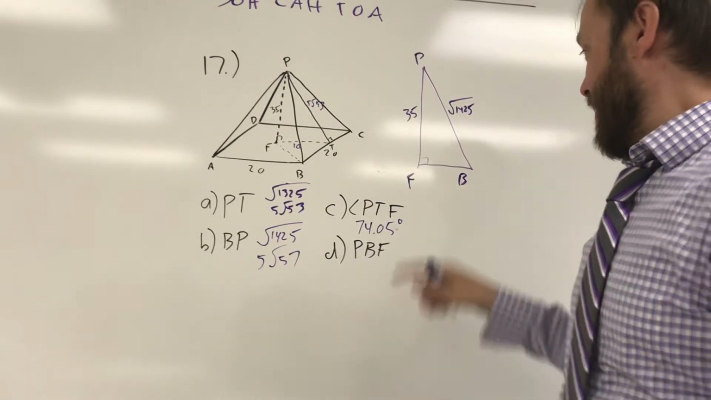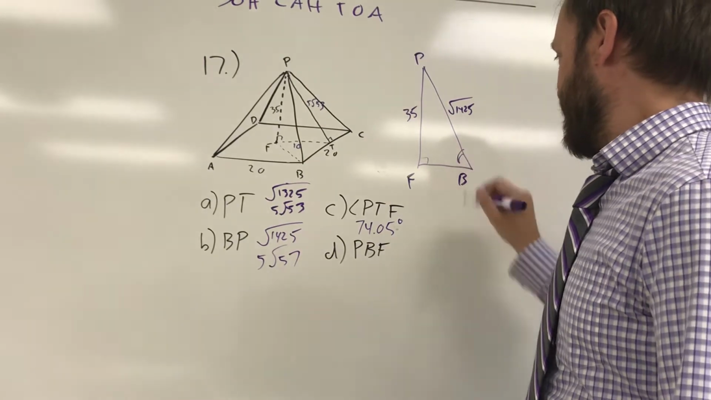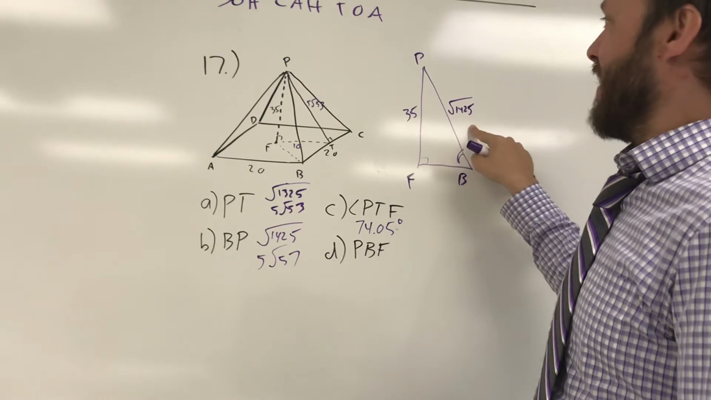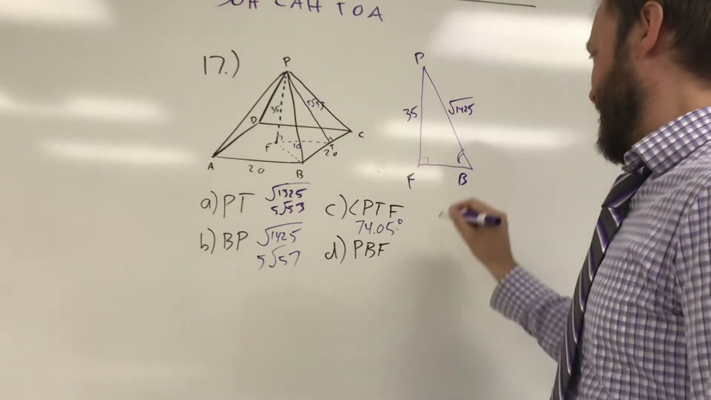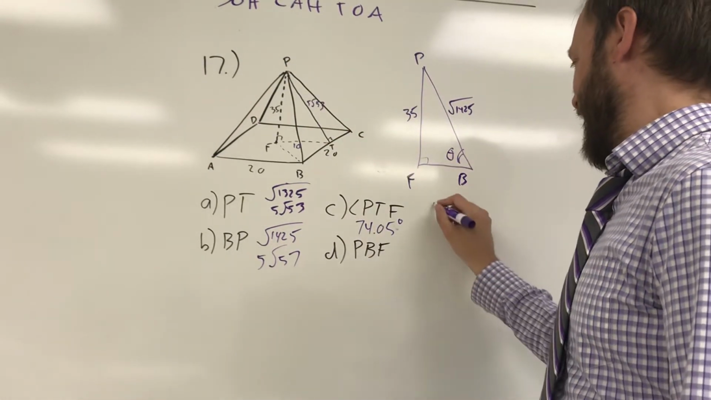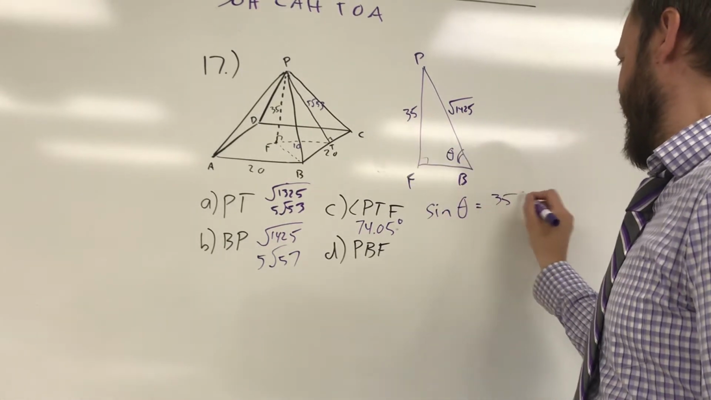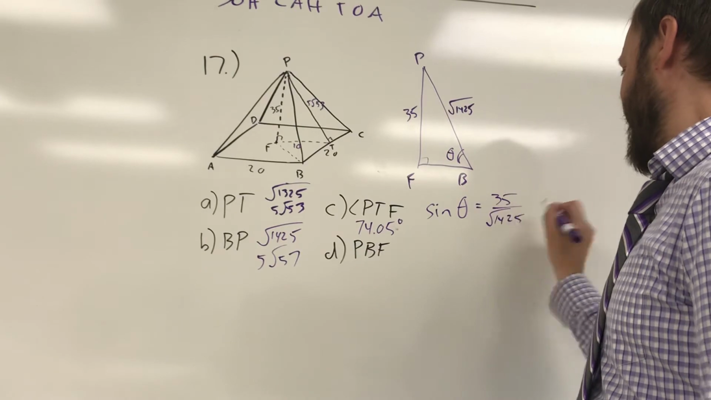And same kind of thing. We're trying to find the angle at vertex B. Okay, we need to pick the trig rule here. We've got an opposite side in my version and the hypotenuse, and that's going to be a sine. So it's sine of whatever we want to call our angle. I'll call it theta. Sine of theta is equal to opposite, 35, over radical 1425.